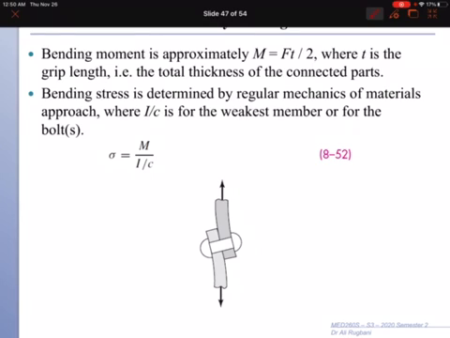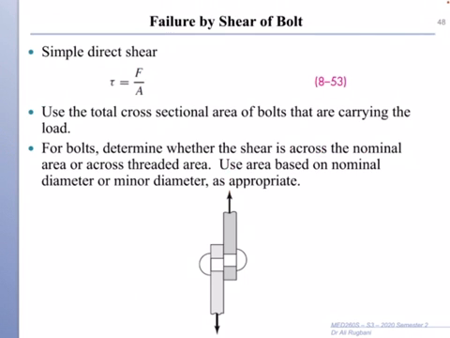So if this is F here, then T is the grip length, which is the area of everything that's under compression. You need only up to this point, so that is half T. So M will be F T by 2, and then I and C, of course, from the weakest member and this joint. So this sigma must be less than strength of the bolt. Next one is simple direct shear, and this cross section and the cross section of the bolt.